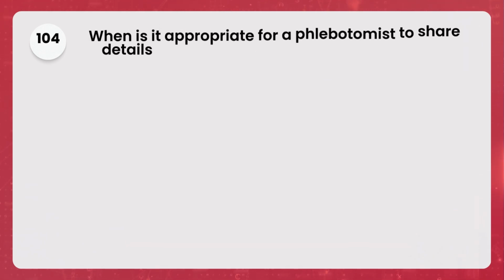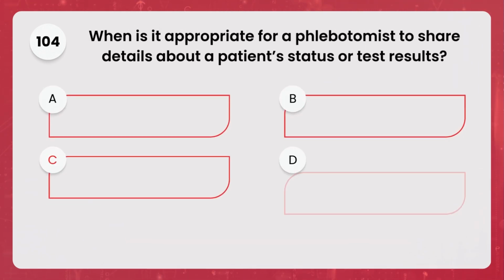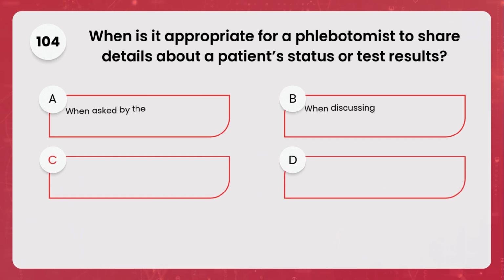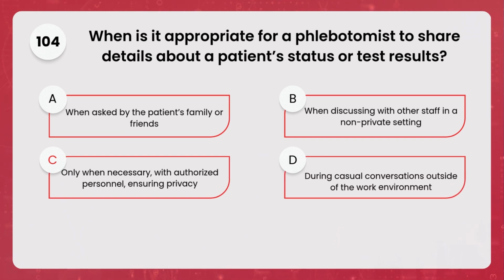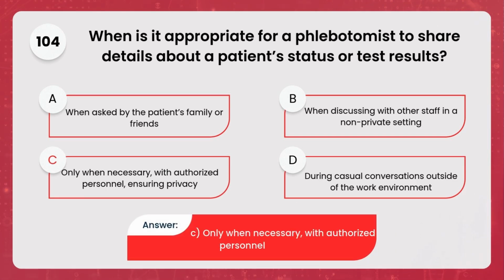Number 104. When is it appropriate for a phlebotomist to share details about a patient's status or test results? A. When asked by the patient's family or friends. B. When discussing with other staff in a non-private setting. C. Only when necessary with authorized personnel, ensuring privacy. D. During casual conversations outside of the work environment. The answer is C. Only when necessary with authorized personnel, ensuring privacy.